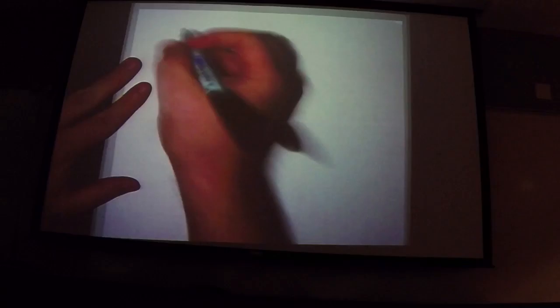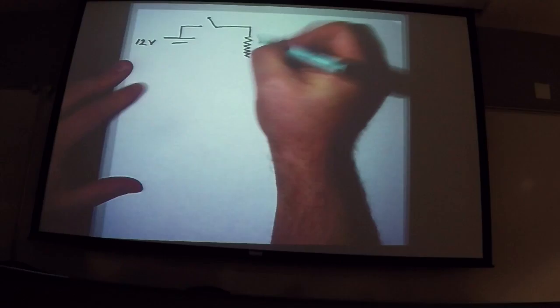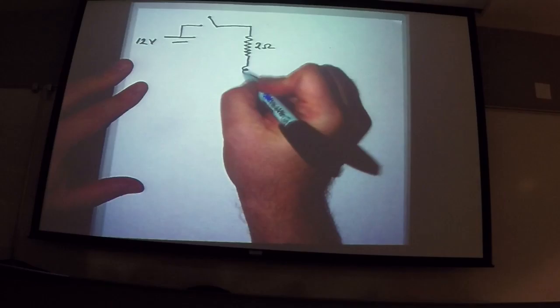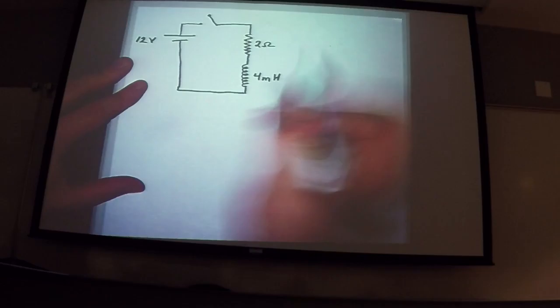We are learning about inductors. Let's start with the problem here. I have a battery, let's say a 12-volt battery, connected to a switch. On one branch I have, let's keep things simple, a 2-ohm resistor and a 4-millihenry inductor.